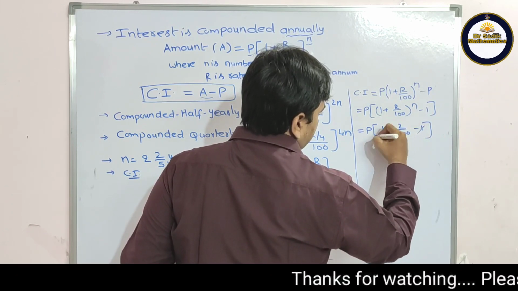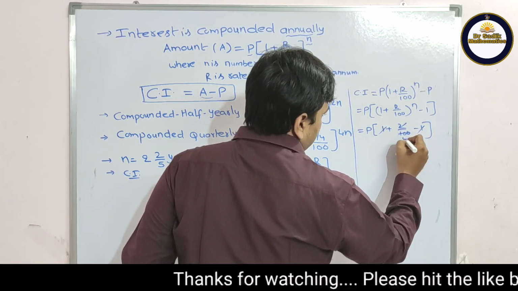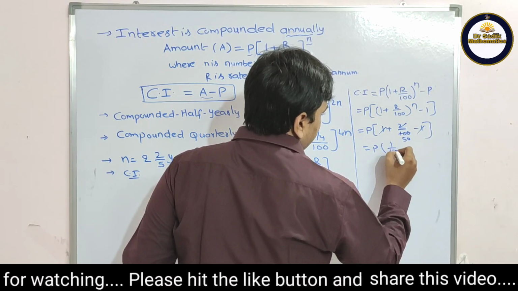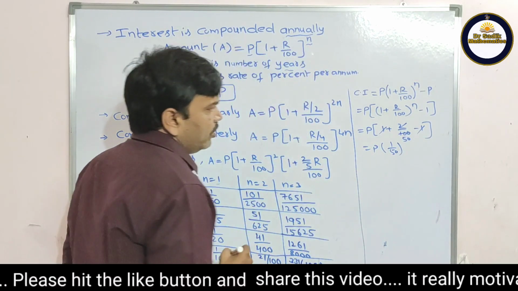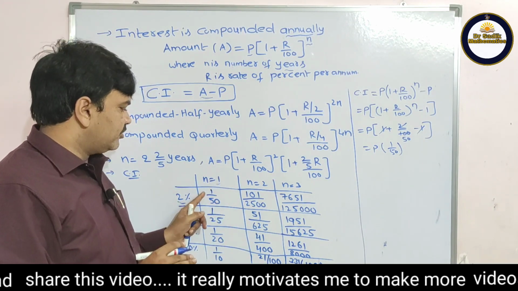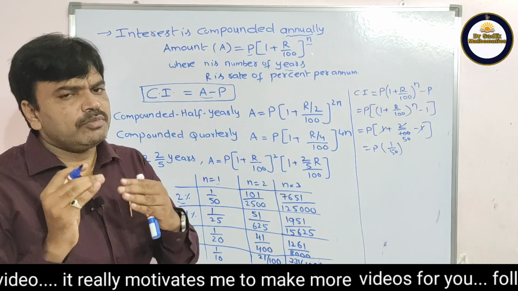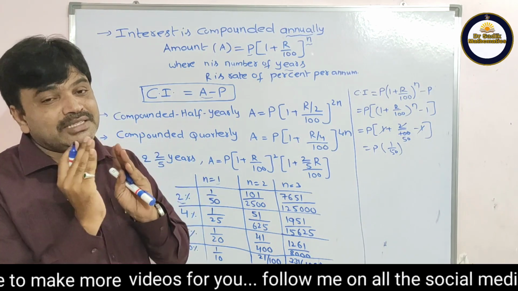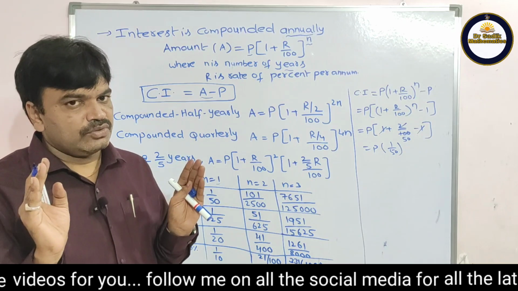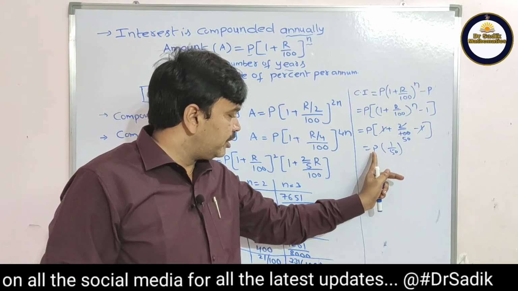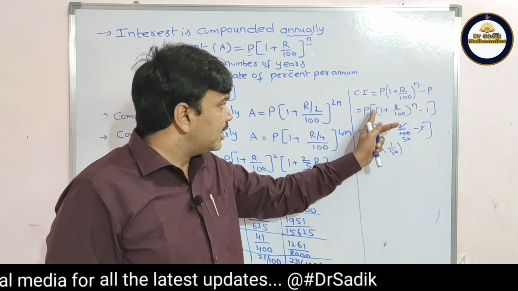See, minus 1 plus 1 cancel. 2 by 100 means we get 1 by 50. That is equal to P into 1 by 50. That means here n is equal to 1, and 2% means we get 1 by 50. If you remember 1 by 50, we can solve this problem within 30 seconds, no doubt at all. See here, 1 by 50. You multiply with P, then I get the answer directly.